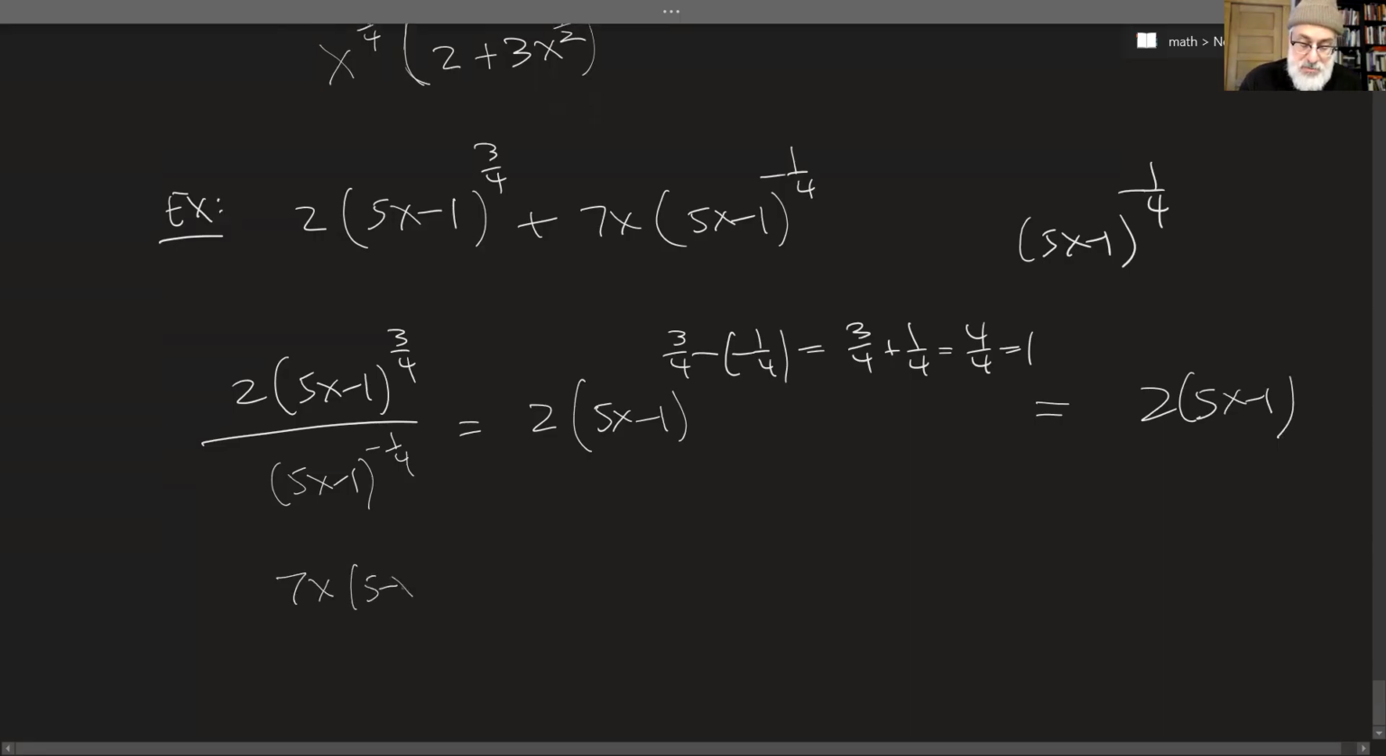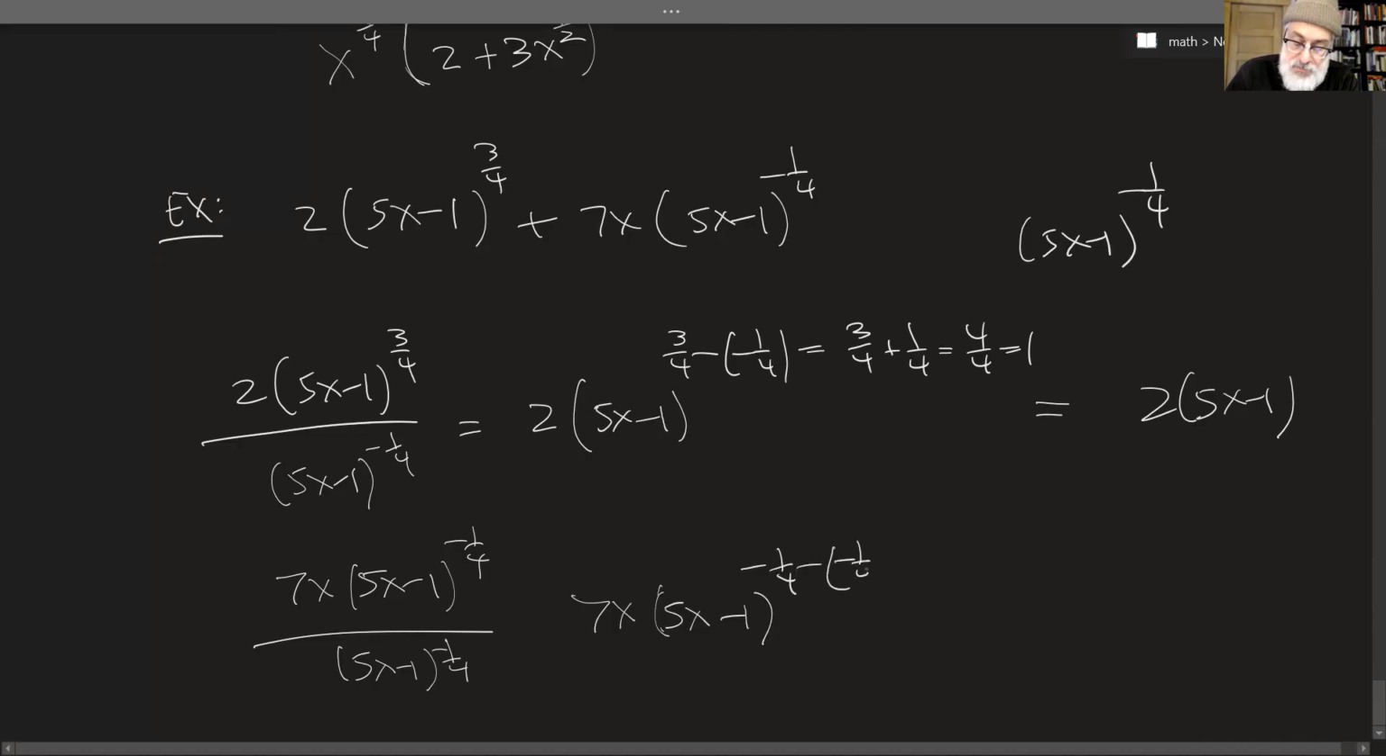Now 7x times 5x minus 1 to the negative 1/4, divided by 5x minus 1 to the negative 1/4. This becomes 7x times 5x minus 1 to the negative 1/4 minus negative 1/4, which is the same as negative 1/4 plus 1/4, which is 0. Anything raised to 0 is 1. So this means that we have 7x times 1, or just 7x.